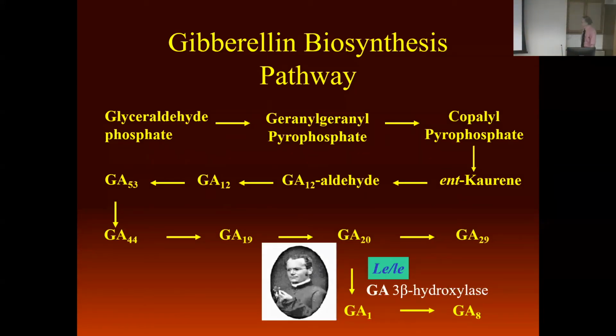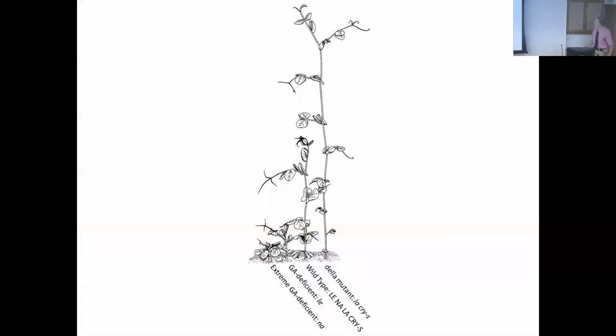So here is the pathway for gibberellin biosynthesis. And the last step is down here, GA20 to GA1. The gene was designated LE for length, and there's the enzyme, and that's what Mendel was working on some 160 years ago, but he didn't know what he was working on at that level. But it makes a very nice story.